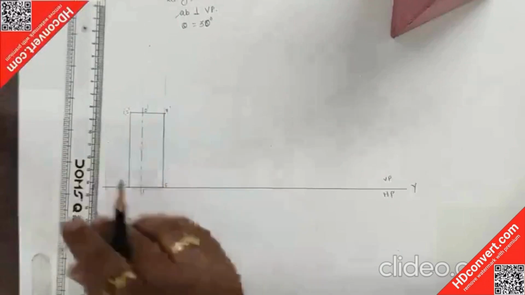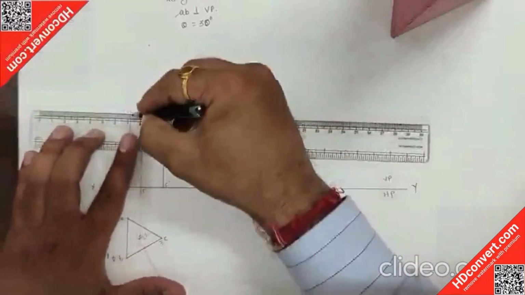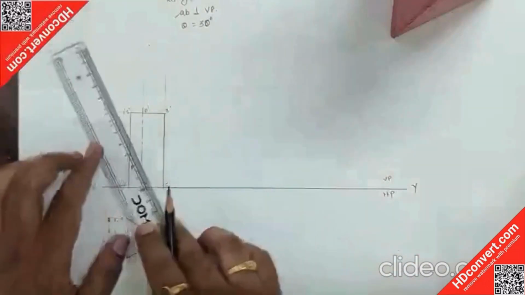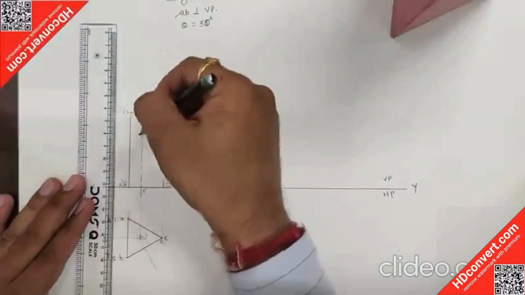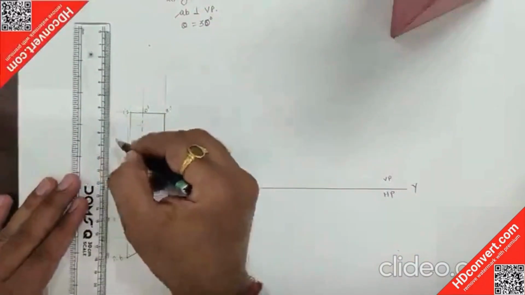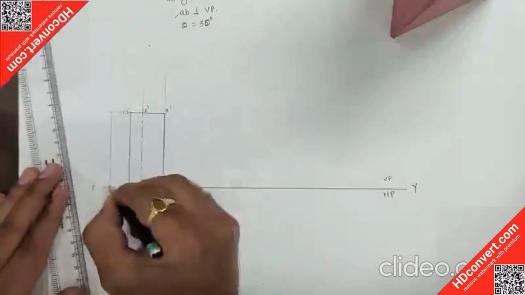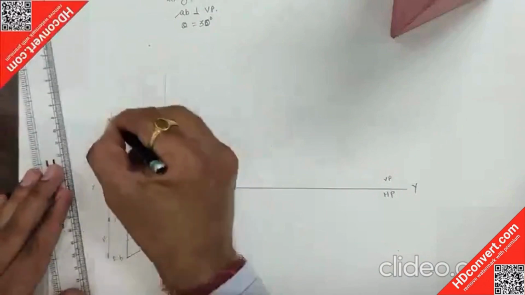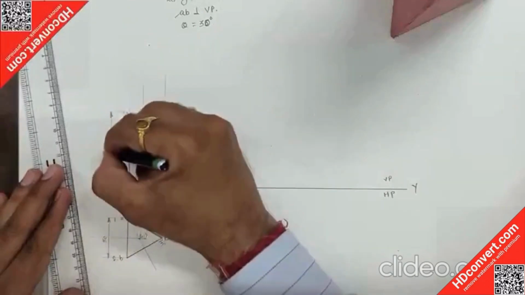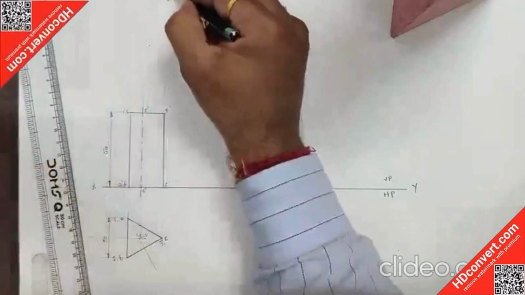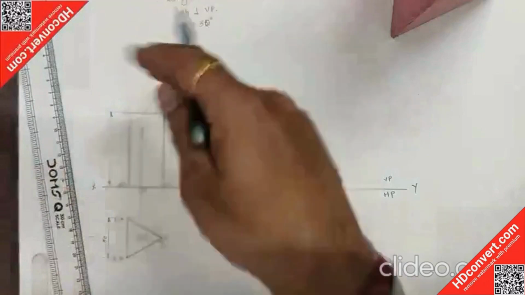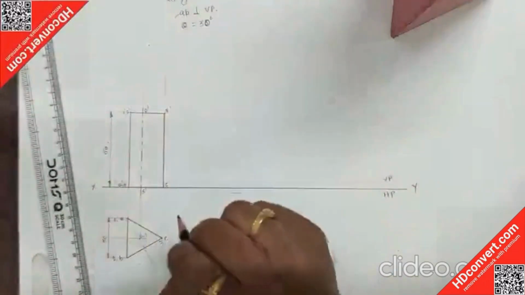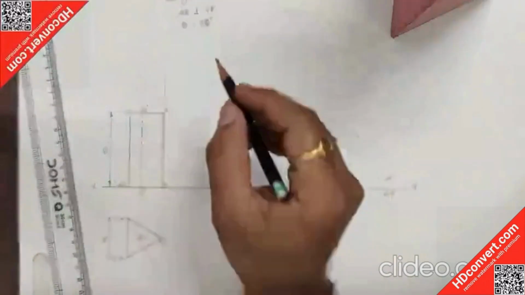The axis is imaginary. That's why you can draw it outside of the solid also. This is 60. So whatever data you have been given, whatever you have drawn, I have marked. It is resting on an edge.